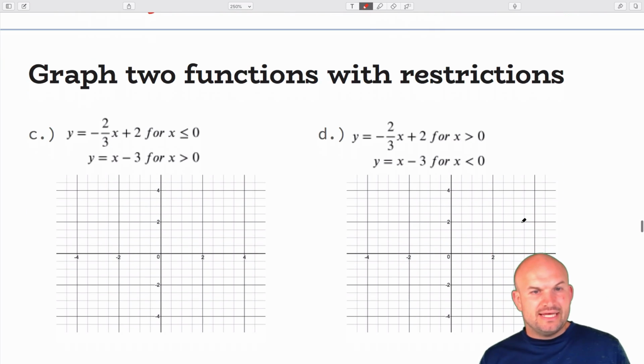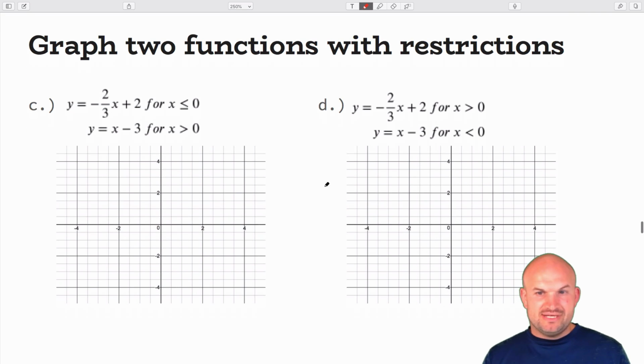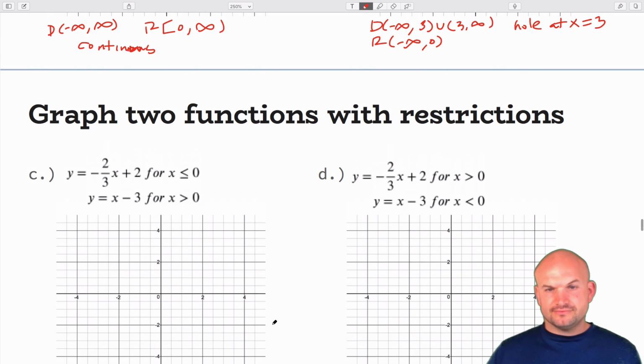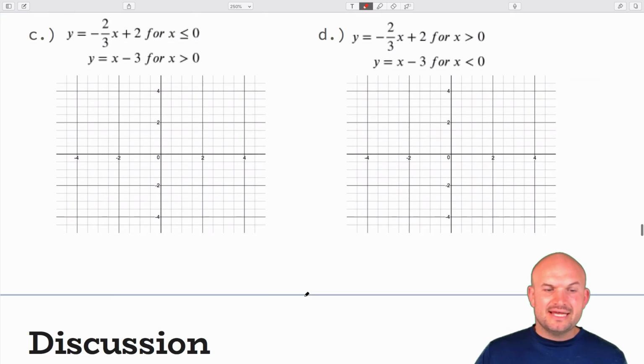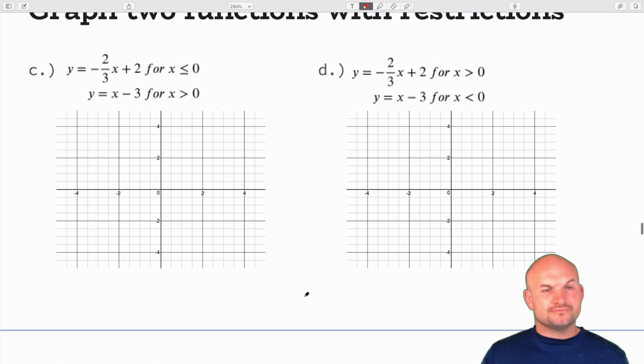All right, next one is graph two functions with restrictions again. So we have the exact same functions again. Now we have -3. Now we can see, though, our restrictions are actually changing at 0, which is a little interesting. Up here, they were changing at 3. Now they're changing at 0. So let's see how that impacts things.